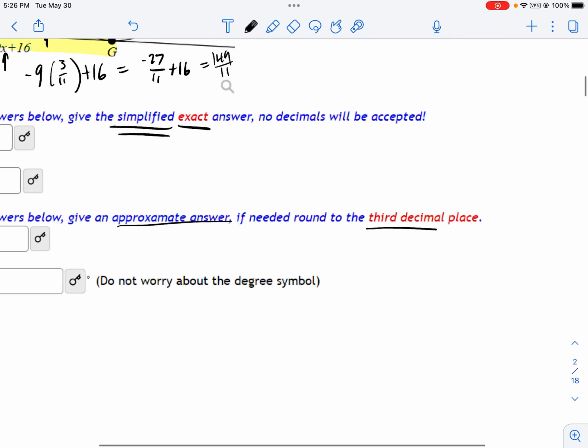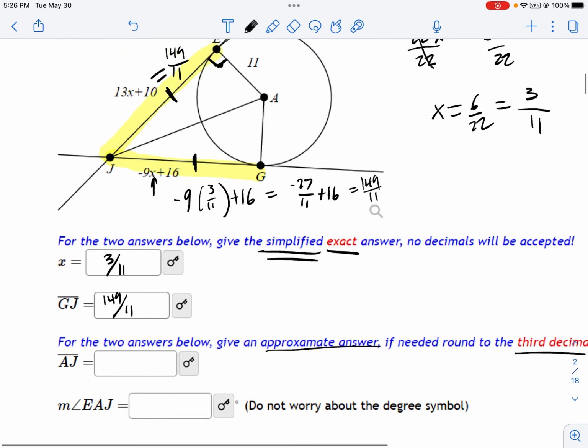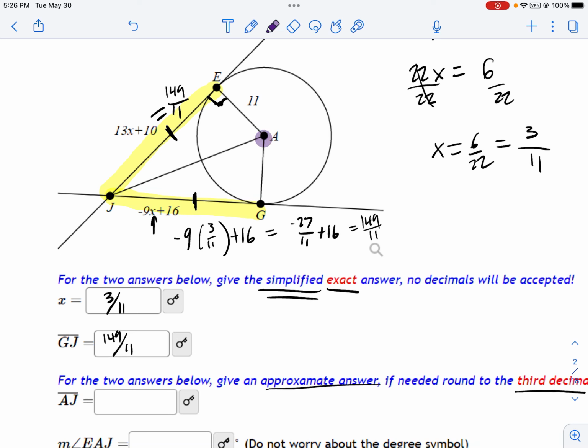Now for the next section, we're going to be giving approximate answers, meaning decimals. It says to round to the third decimal place. So we're looking for the segment A to J. Well, A to J is this little middle segment right there. And how can we find that?